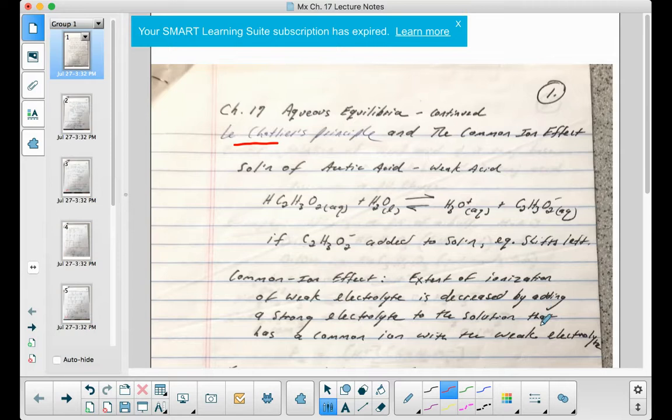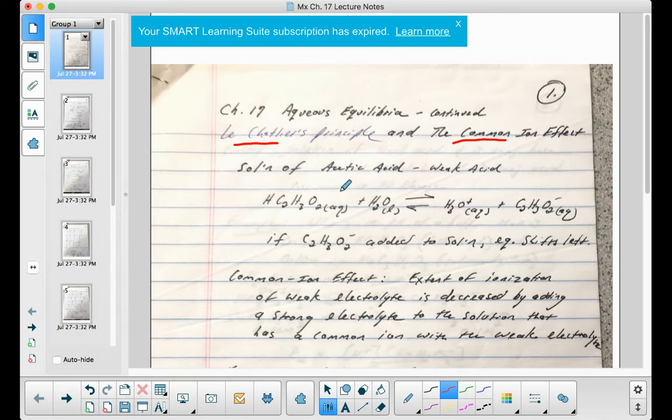Hi, starting out with Chapter 17 lecture, Aqueous Equilibria. It's really a continuation of acids and bases and equilibrium. So the first thing we'll talk about is the common ion effect and its relationship to Le Chatelier's principle.